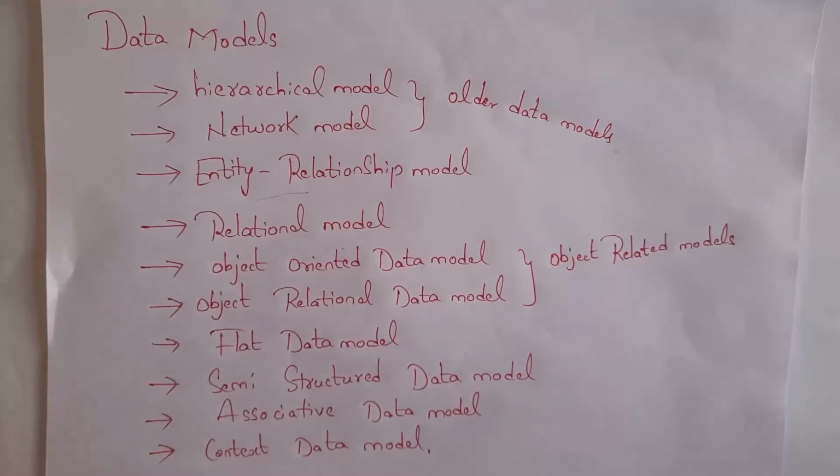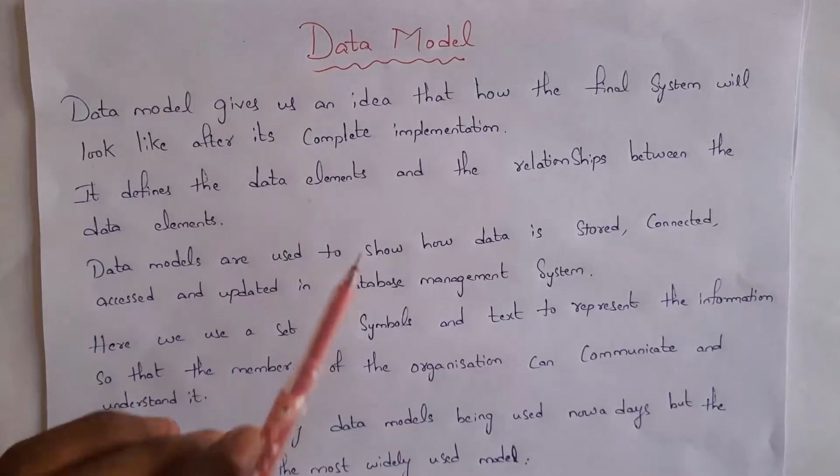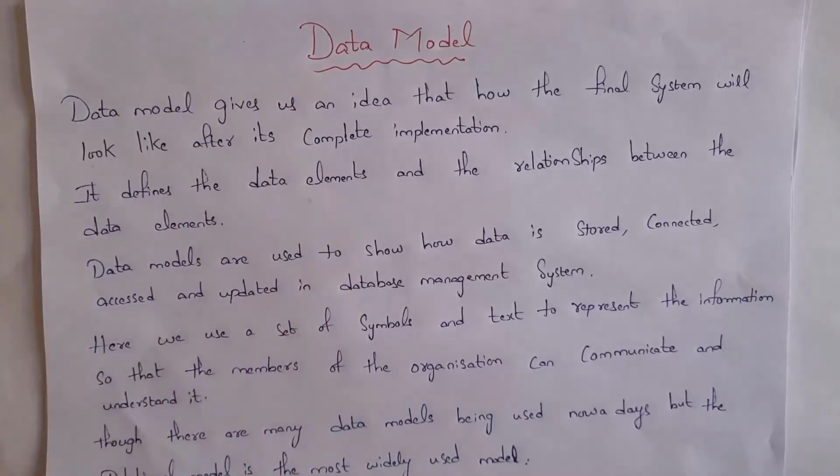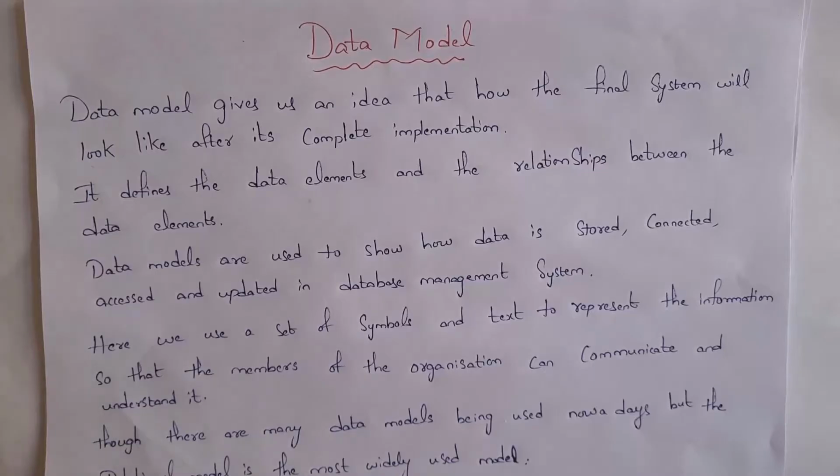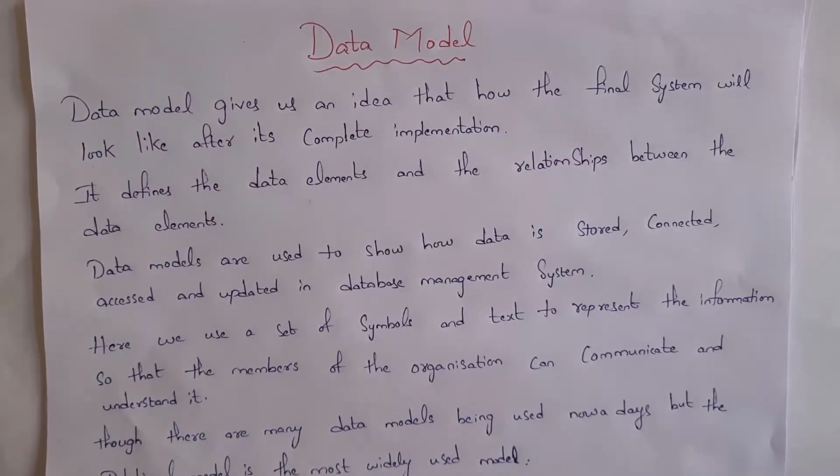Let's get started. At first, you need to know what is a data model. For example, I will go to a builder in order to construct a house. At first the builder will draw a model of the house, like where the hall is located, where the kitchen is located, how many rooms and so on. Once I see that model, I can clearly understand how my house will look after construction.